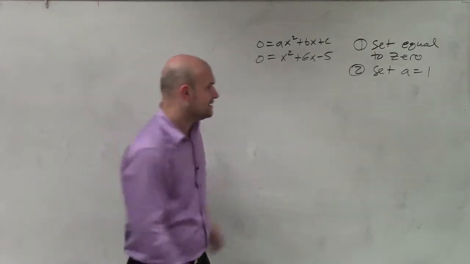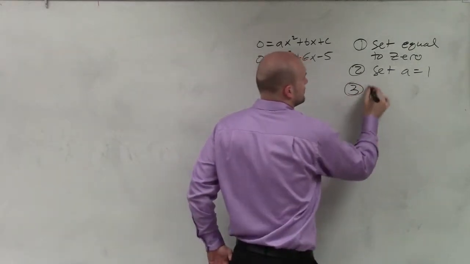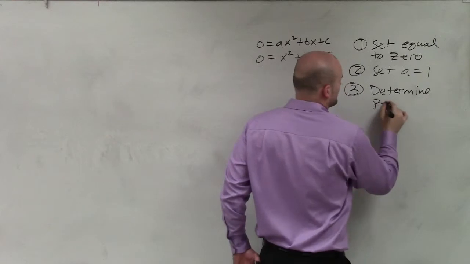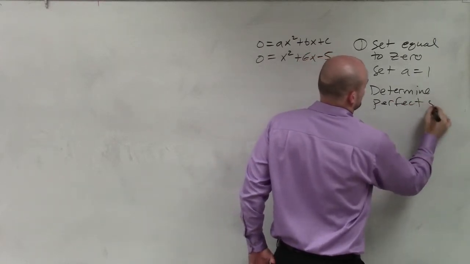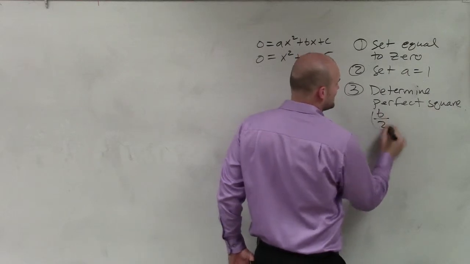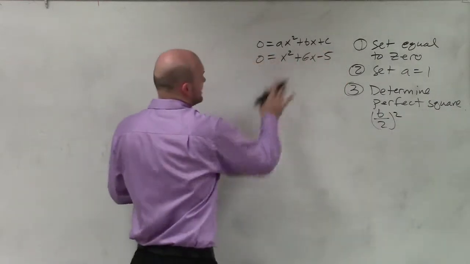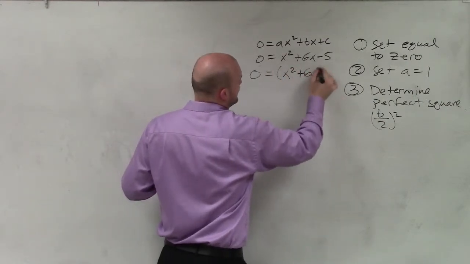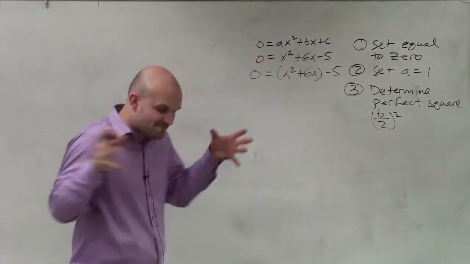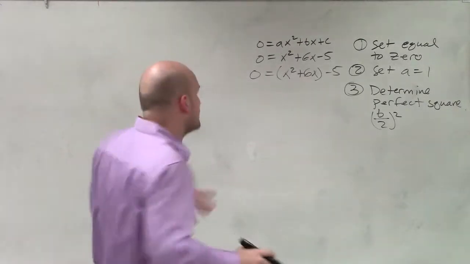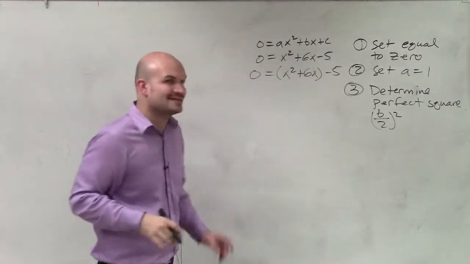Then the next thing is we need to determine our perfect square. And to do that, what we do is we take our linear term, divide it by 2, and square it. So in this case, I have x squared plus 6x minus 5. All right? So we're going to focus on our quadratic and our linear term, and we want to determine a perfect square within that. We're kind of forgetting about the negative 5.